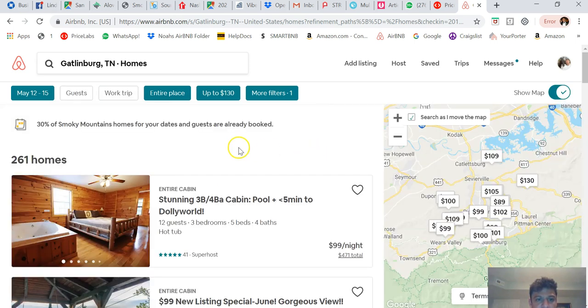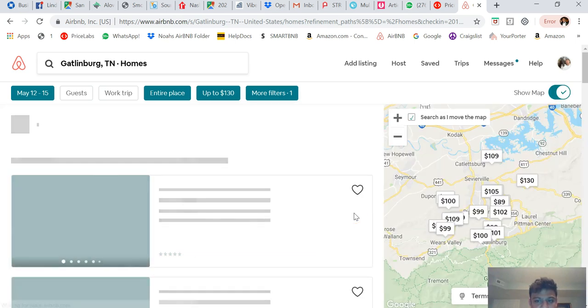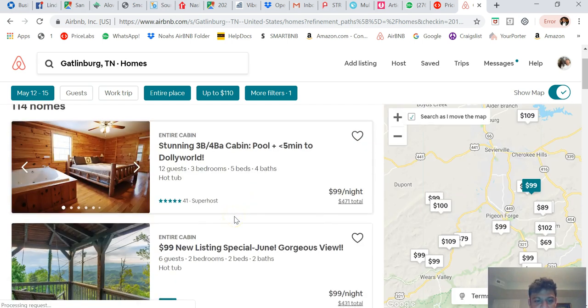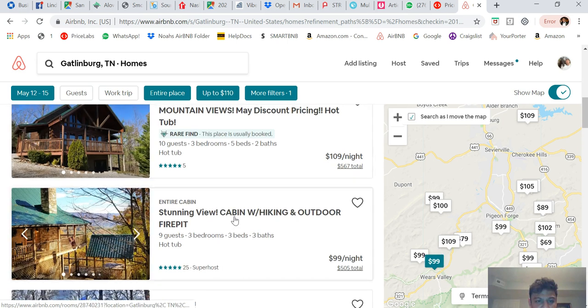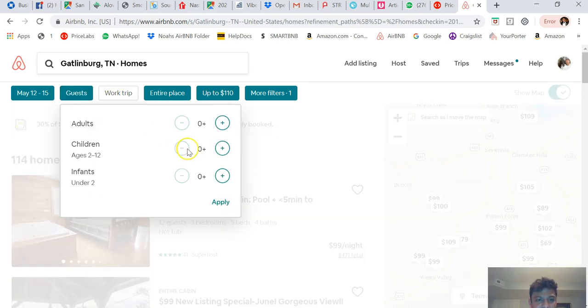Actually, before we do that, let's keep getting a better idea as to how the market is. So we keep dropping the price down and seeing how many properties are there. Like 20 lower at 110, 114 homes left. So it's getting smaller. But let's see how many properties at this low price are actually allowing 10 guests or more, or 8 guests or more.